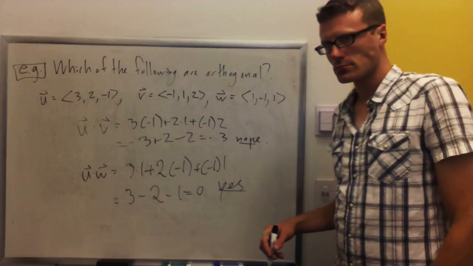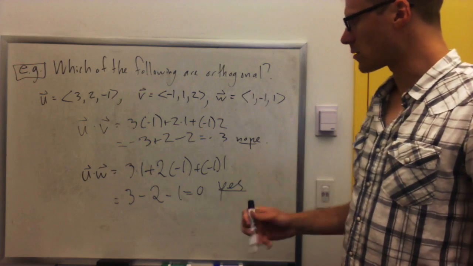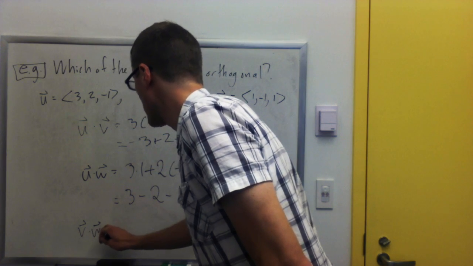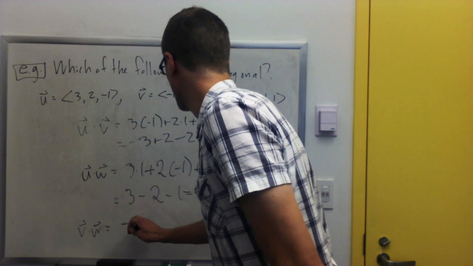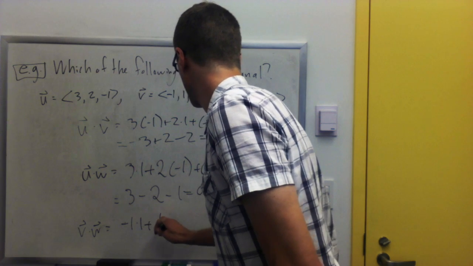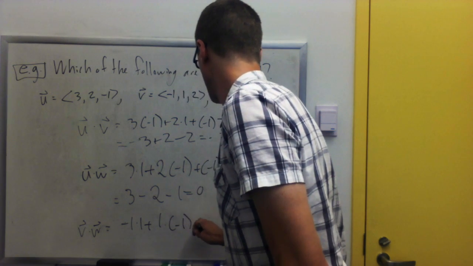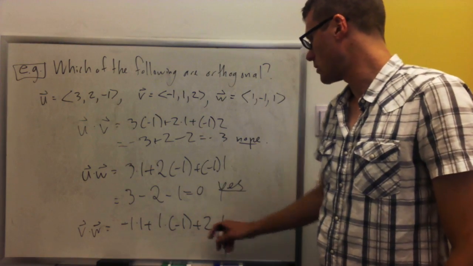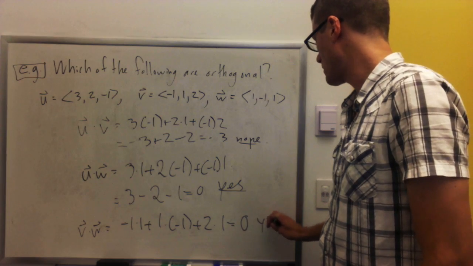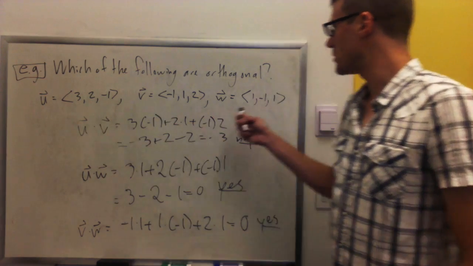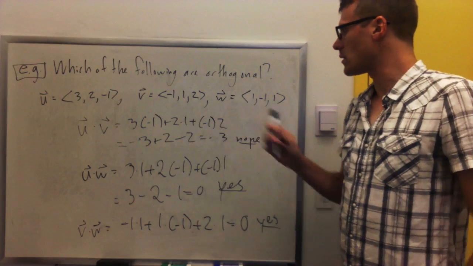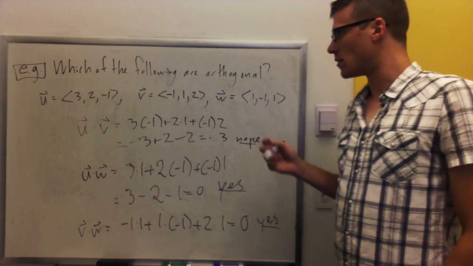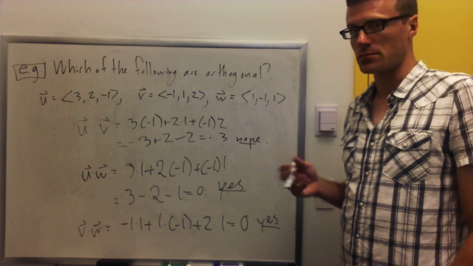So those are orthogonal. And finally, v dot w is negative 1 times 1 plus 1 times negative 1 plus 2 times 1. This is negative 1 minus 1 plus 2. That's also 0, so yes. So we have that u is perpendicular to w, v is orthogonal to w. Orthogonal, perpendicular means the same thing. But u and v are not orthogonal to each other.